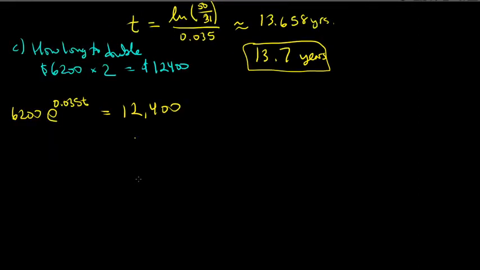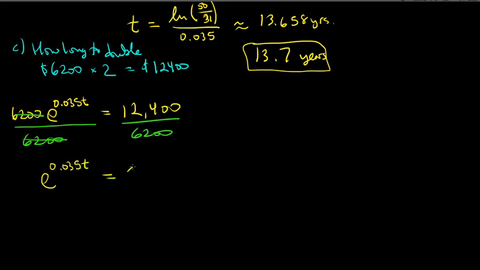Okay, so now we're solving this equation, done exactly the same way, right? The first step is to divide by the 6,200. Cancel those. And now we're left with e to the 0.035 times t equals 2. You get exactly 2 here. So once again, we know what to do here. We convert to a logarithm.